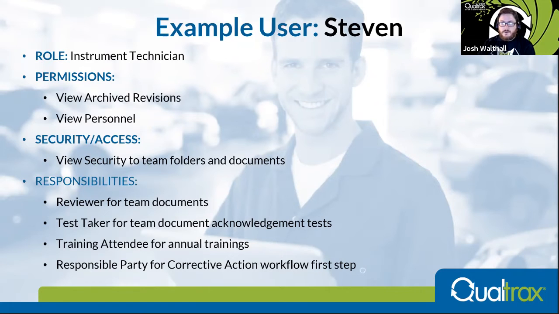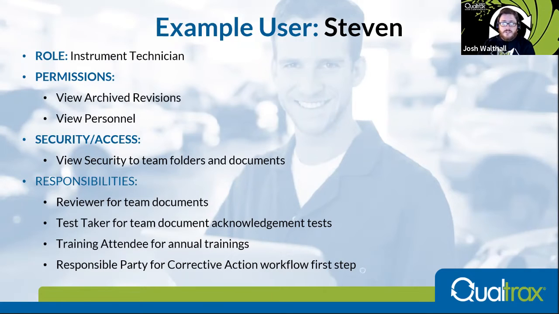Stephen has view security to the folders and documents specific to his role, and is also a reviewer for some of those documents so he can provide feedback on upcoming revisions. If changes are made to those documents, they will probably affect the work that Stephen does. So he's a reviewer so he can offer his feedback about those upcoming changes. Additionally, he is a test taker for acknowledgement tests associated with documents specific to his role, and a training attendee for annual safety trainings. Stephen is a responsible party for the first step of the corrective action workflow, so he can create new instances of it as needed.